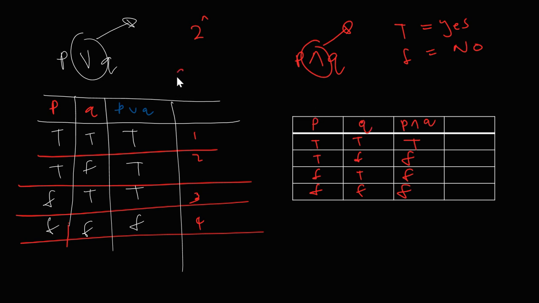For or, this was an or table. This is an and table. So we're going to look at implication now. So let's say P implies Q. So we're going to have a P, a Q, and a P implies Q table.